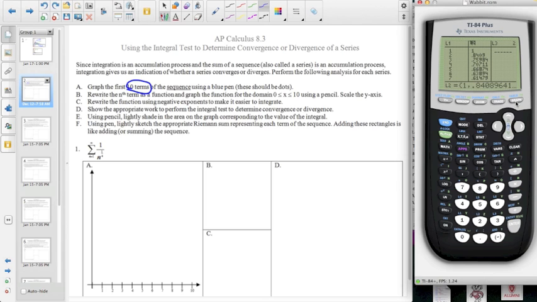And then if we go to our graph, and go to stat plot, we can get a graph of this. List 1 is on the x, that's 1 through 10. List 2 is 1 over n to the 1/4 power. And we will go ahead then and zoom stat.